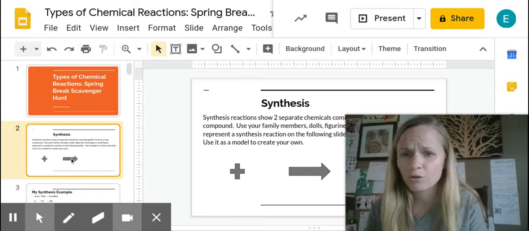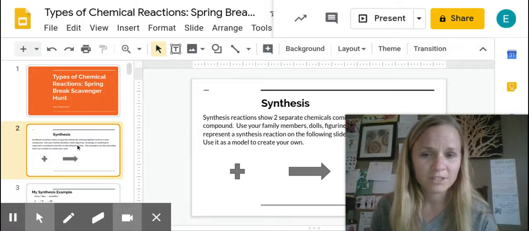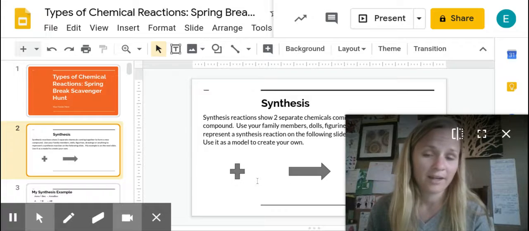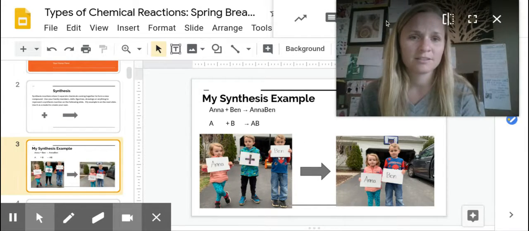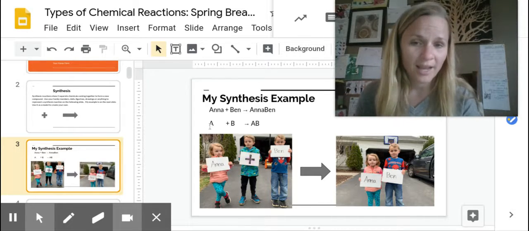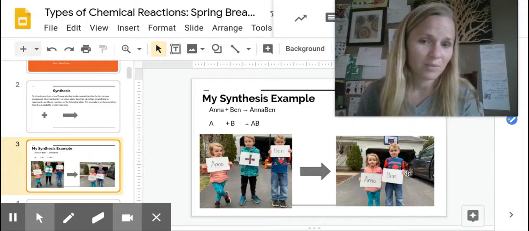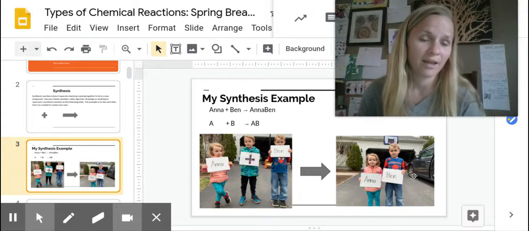All right, so it's the different types of chemical reactions. It's going to go through the different ones and remind you what each is. Synthesis is 2 separate chemicals coming together. And then it's going to ask you to make one out of something. So I made my synthesis reaction out of my kids. A synthesis reaction is like when A plus B get together, they make AB. So I did Anna plus Ben becomes Anna Ben.